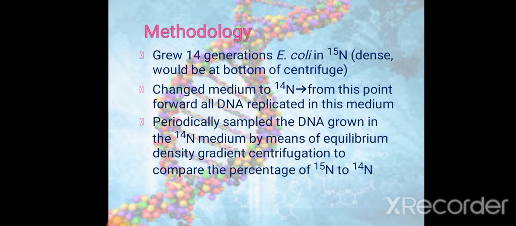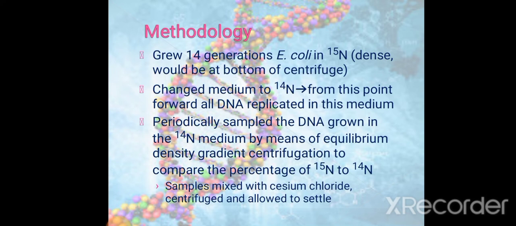Now periodically, at different intervals, the DNA sampled from these growing E. coli cells is extracted and utilized for density gradient centrifugation to compare the percentage of both of these nitrogen isotopes, means at what amount there is presence of the N14 and the N15 isotope of nitrogen, which act as the main components within the DNA molecules.